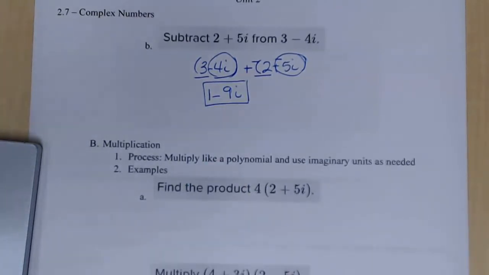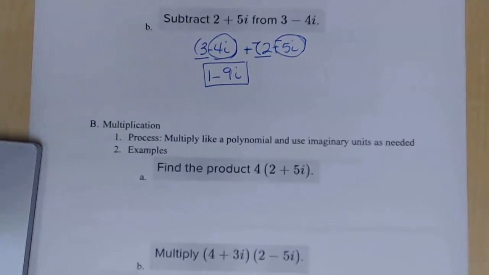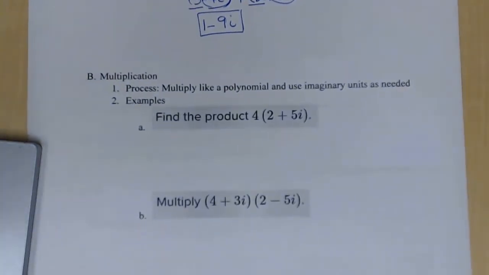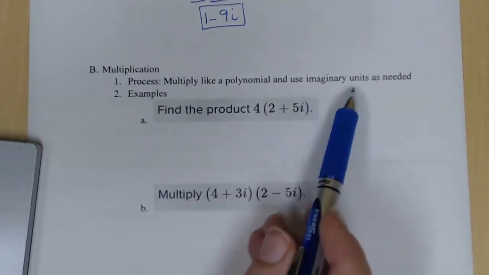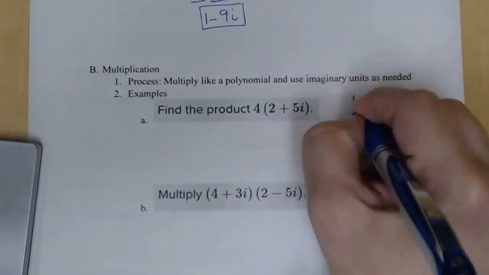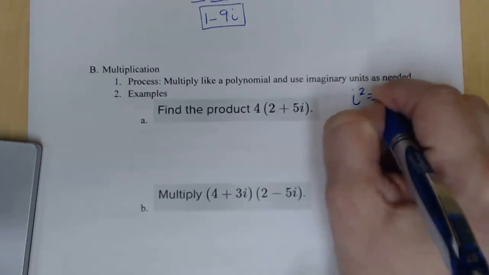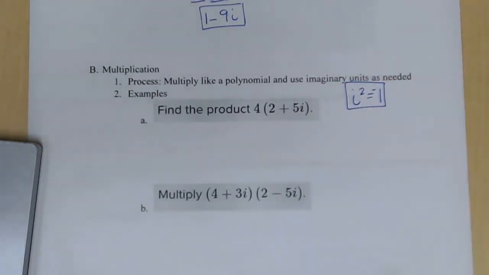a plus bi. Now multiplication, I'm going to go back to what we were talking about with working with x's. Multiplication says to multiply like a polynomial and use imaginary units as needed. So we might come in where we need an i squared equal to negative 1. We might need that eventually, so let's just put that out to the side.